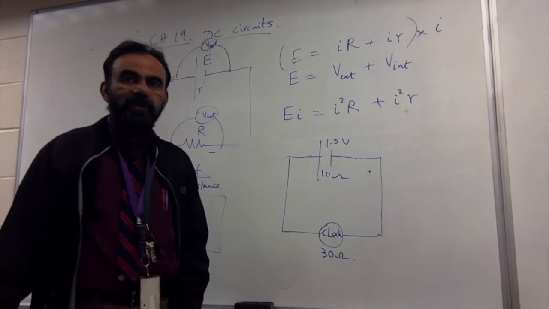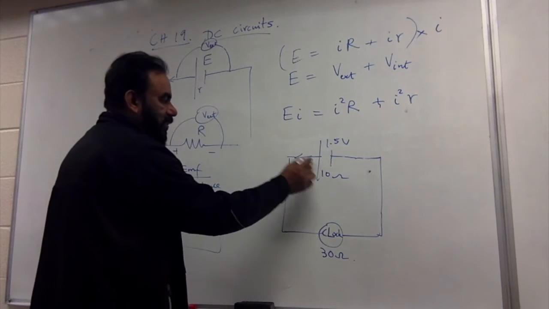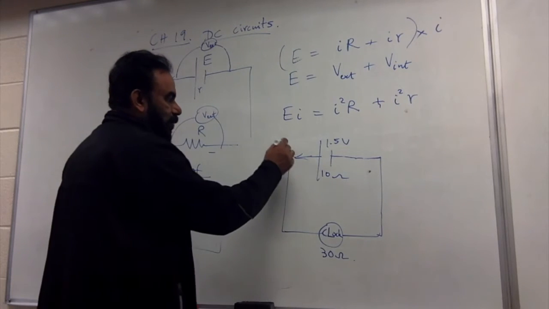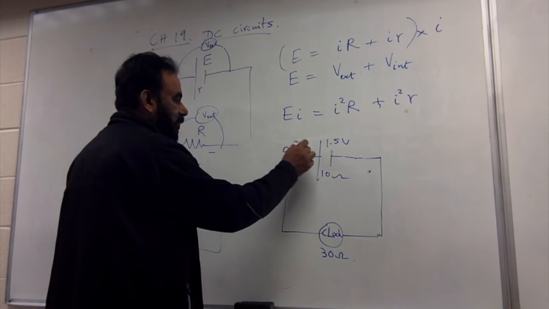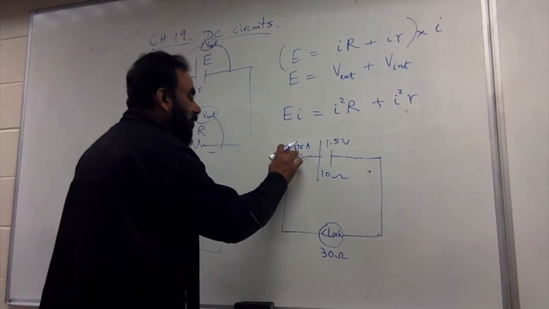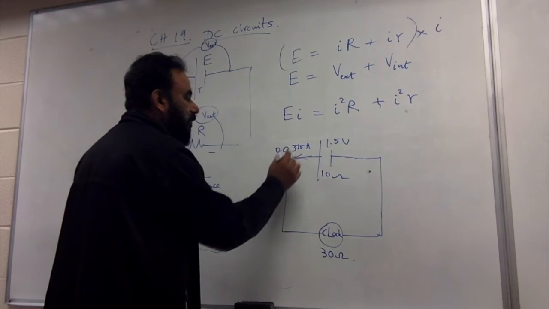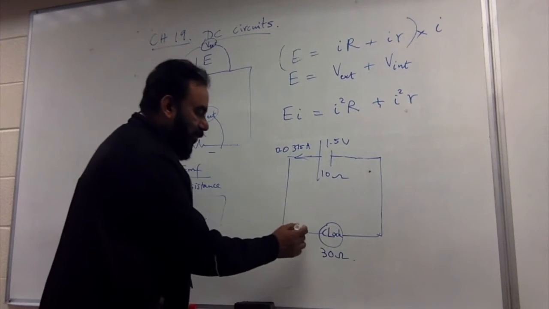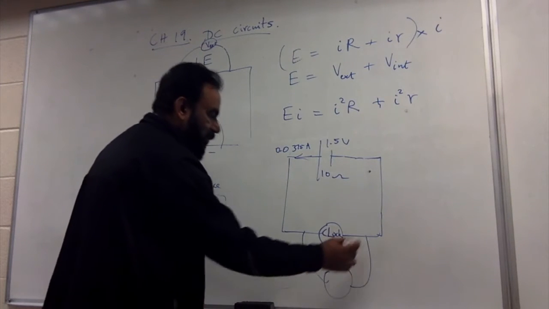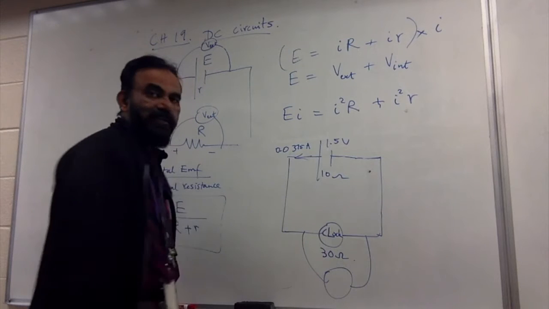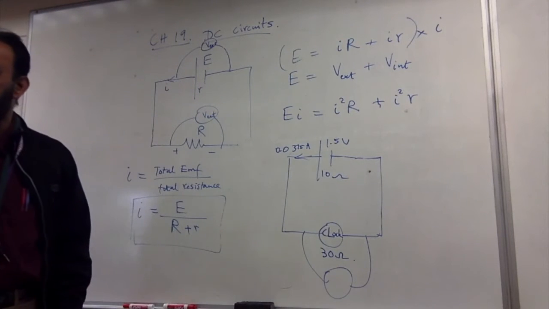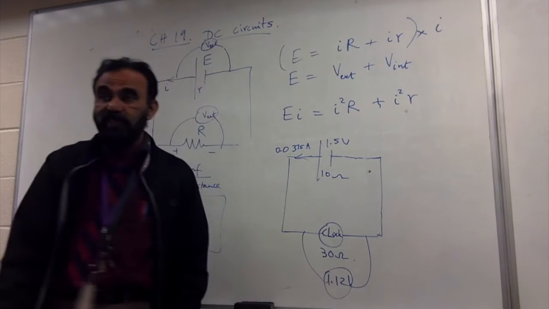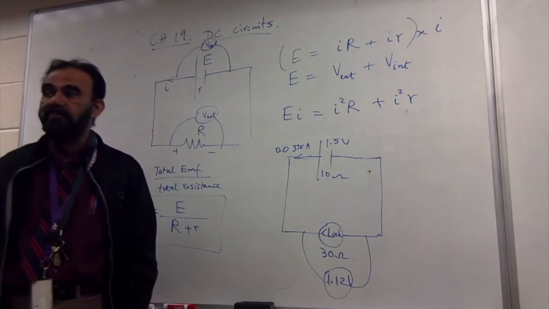Now, will it do the work? Let's find out. What's the current? 0.0375 amperes. And if that is going to pass through 30 ohms, how many volts is going to be here? So this times 30. 1.125. 1.12 volts. That's enough to run the clock for months.